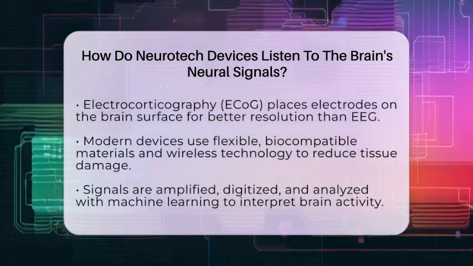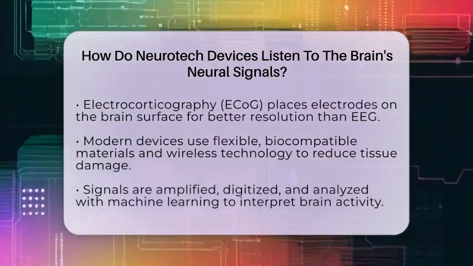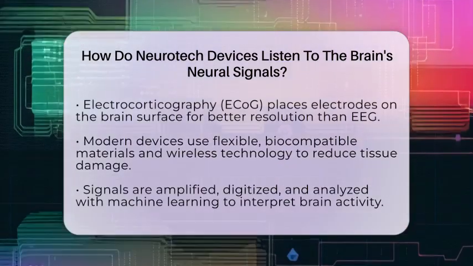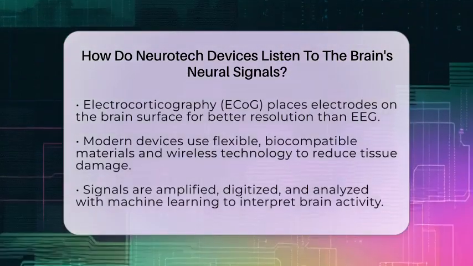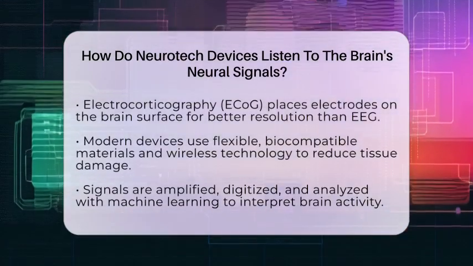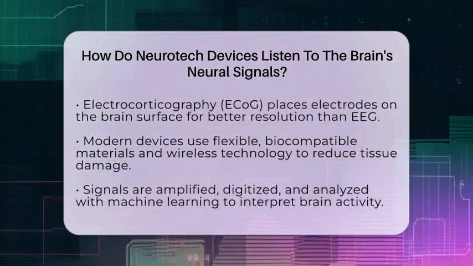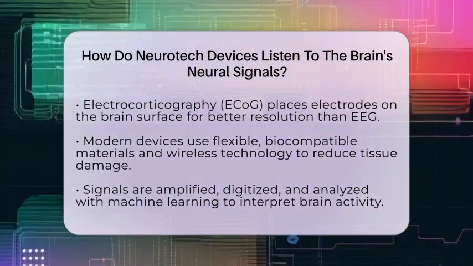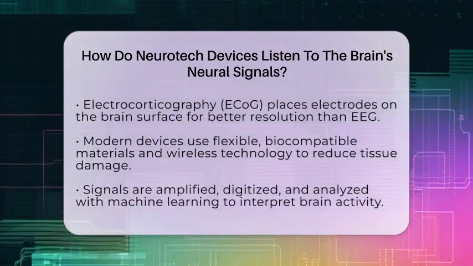Electrocorticography, or ECoG, places electrodes on the brain's surface beneath the skull. It offers better resolution than EEG but is less invasive than microelectrode arrays. These implanted devices can decode complex brain functions like movement intentions, speech, or even emotional states.